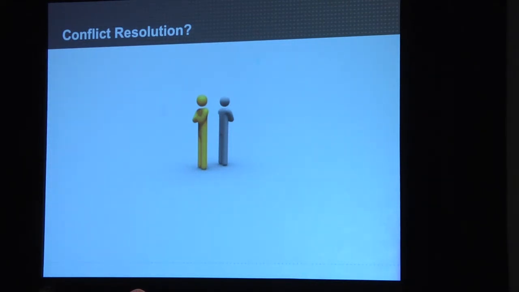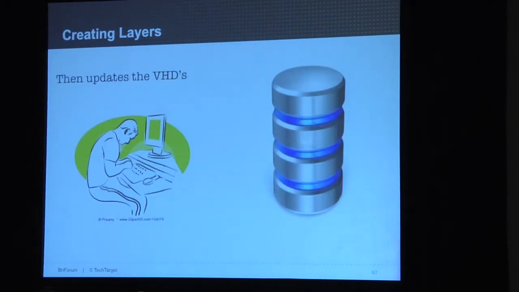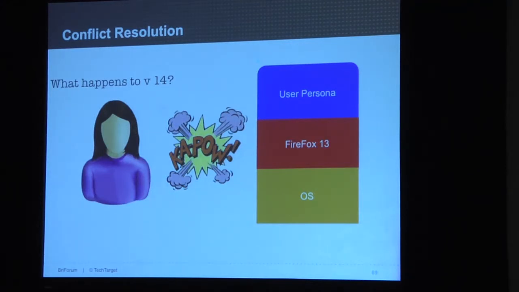Oh, the elephant in the room. So far so good, huh? What do you do when there are conflicts? Let me tell you what I mean. The admin updates an individual layer, Firefox 13. I'm not a Firefox user, I hope these versions make sense to you. We as a corporation have decided on Firefox 13. He goes through his whole process and updates it in the layer. But the user already has Firefox 14 installed, and all of a sudden your nice, happy user is not nice and happy anymore. So you have a conflict, and how you resolve that conflict is different from vendor to vendor.